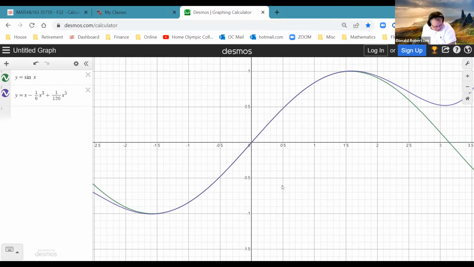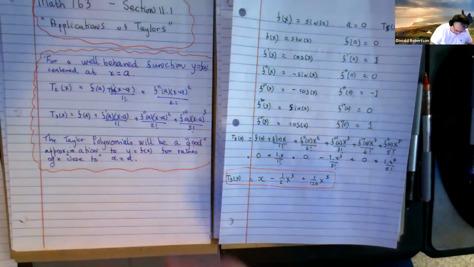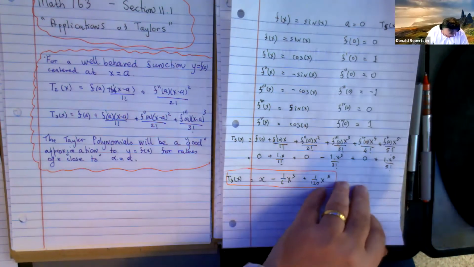Now, it's okay to say it's a good fit, but you really want a number on it, don't you? Like, how good a fit is it? So that's where I'm going next. We're going to try and figure a way of putting a number on how good a fit a Taylor function is. So take a new page.